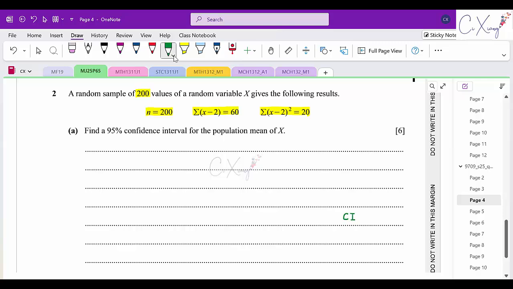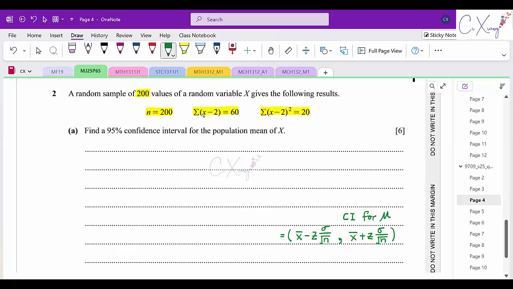Okay, to get the confidence interval for the mean, the general formula is you take the sample mean minus z times the population standard deviation over square root n. Similarly here, you need to have the sample mean plus z times sigma, the population standard deviation, over square root n. Okay, so the sample mean should be no problem for us to find out because we are having the summation of x minus 2.